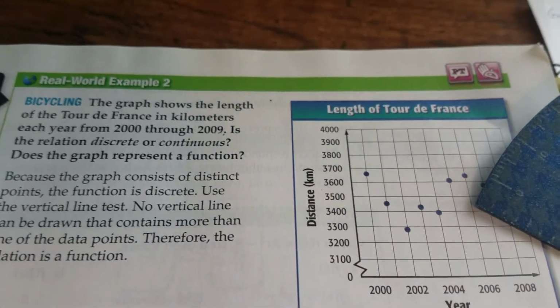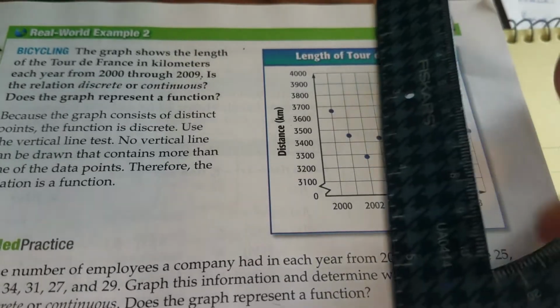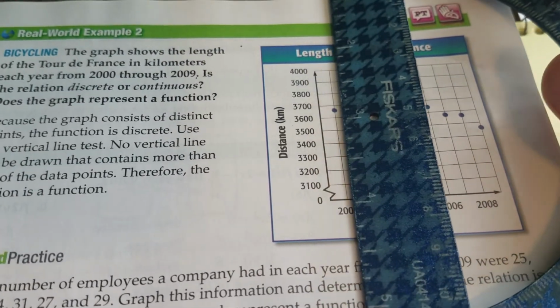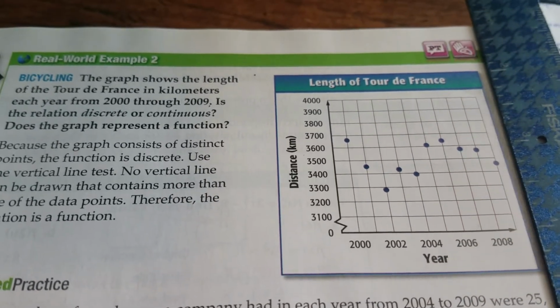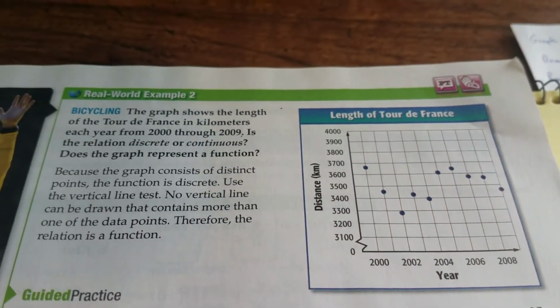And then, is it a function? Does it pass the vertical line test? If you take a vertical line, go left to right, you only cross through one point at a time. So yes, this is a function.